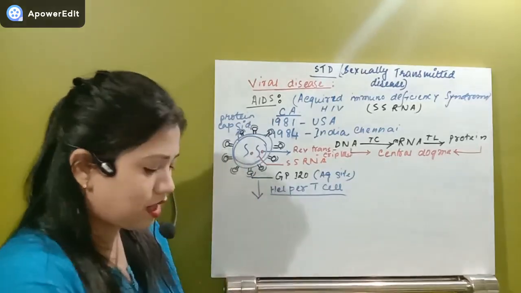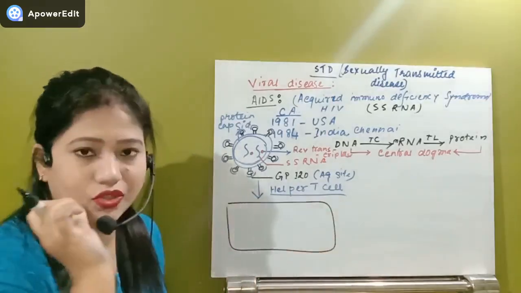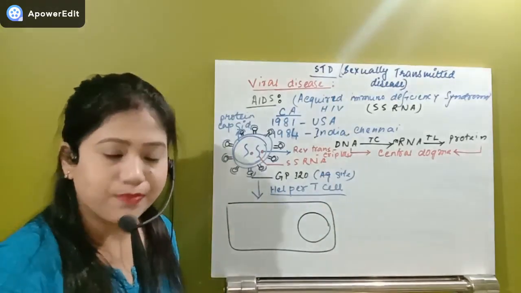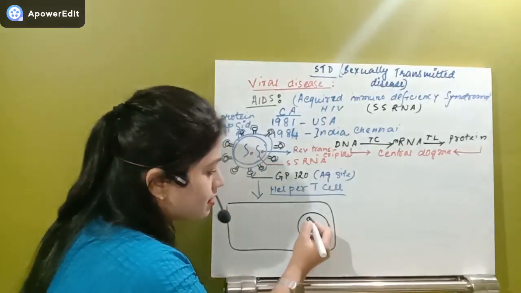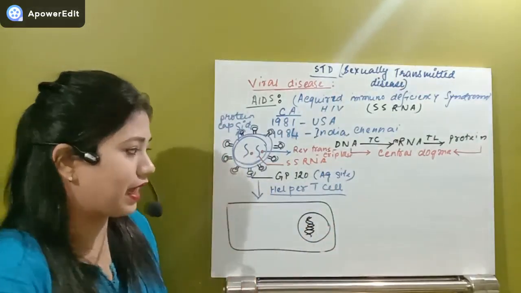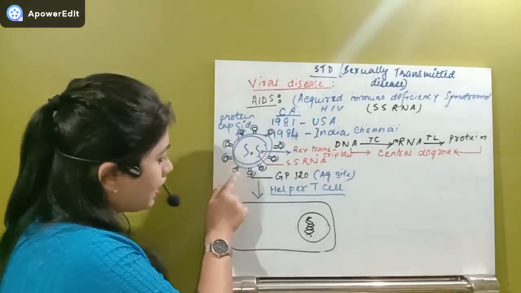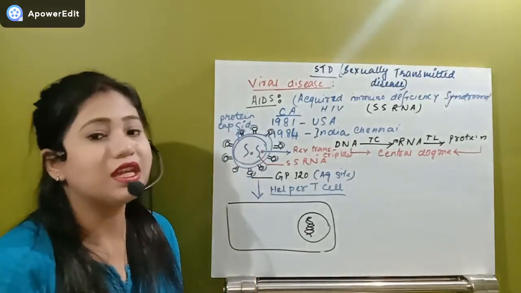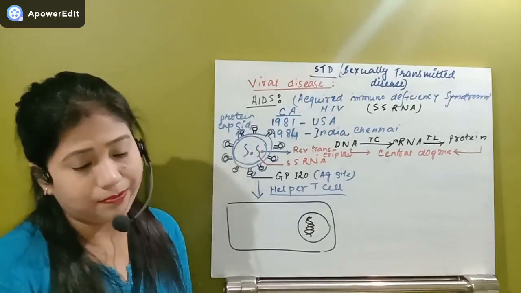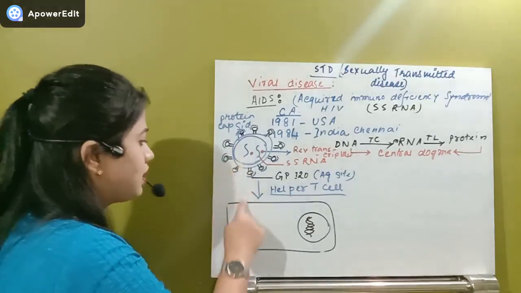Now suppose this is the T helper cell. Now how will it enter? See, this is our cell and this is our nucleus. In that helper cell, our genetic material is DNA, right? So what is happening in this case? Whenever the virus infects the T helper cell, then for a very small period of time, the non-antigenic covering above the GP120 is shed, and readily after that it enters.